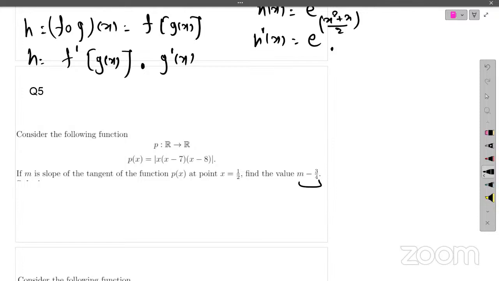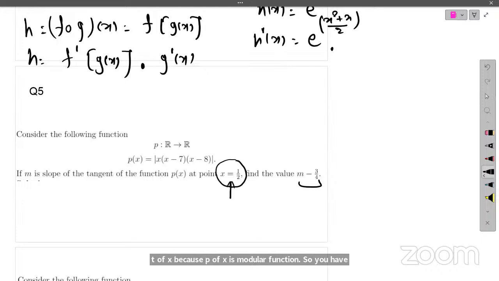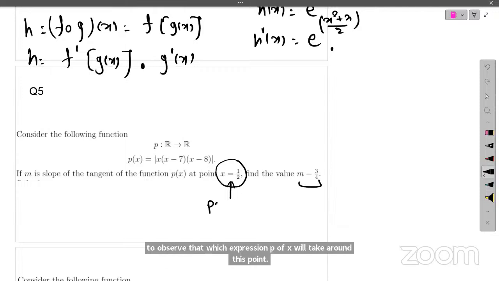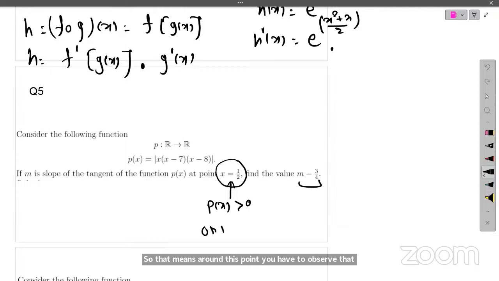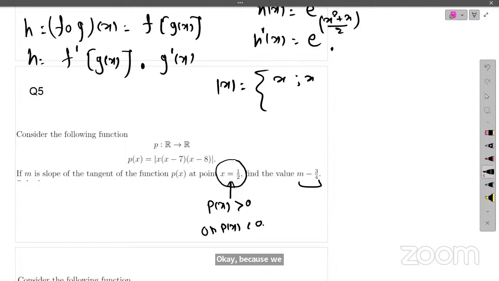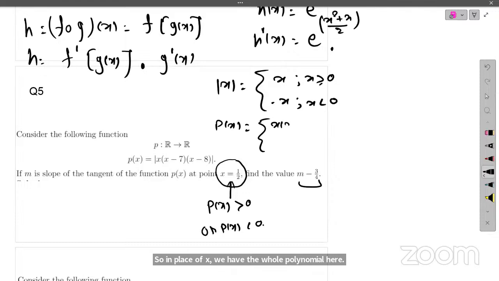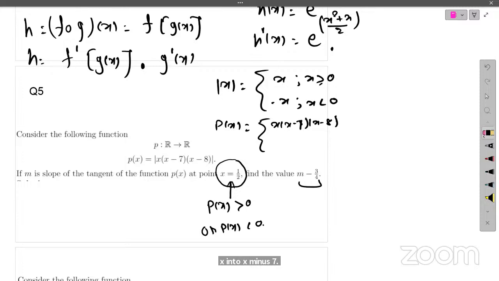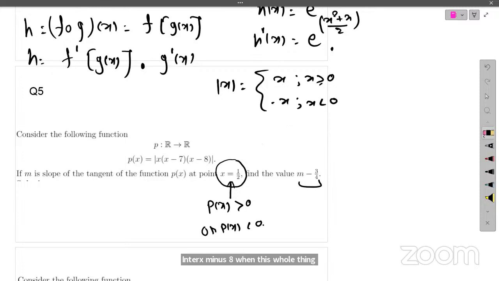So first you have to find out the precise expression for p of x, because p of x is a modulus function. So you have to observe which expression p of x will take around this point. That means around this point you have to observe whether p of x is greater than 0 or less than 0. Because we know that modulus of x is x when x is greater than or equal to 0, and minus x when x is less than 0. So in place of x, we have the whole polynomial here. So p of x will become x into x minus 7 into x minus 8 when this whole thing is greater than 0. That's it. Otherwise, differentiation.